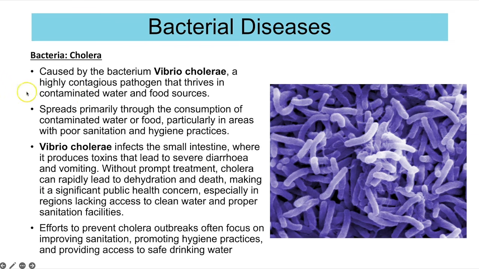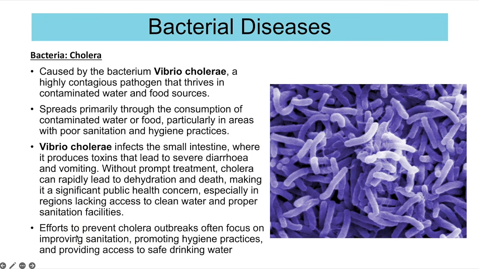The next bacterial disease is cholera, and this is caused by Vibrio cholerae, and it's a highly contagious pathogen that thrives in contaminated water and food sources. It spreads primarily through the consumption of contaminated water or food, particularly in areas where there's poor sanitation and hygiene. It infects the small intestines, where it produces toxins that lead to severe diarrhea and vomiting. And without treatment, cholera can rapidly lead to dehydration and even death, making it a significant public health concern, especially in regions lacking access to clean water and proper sanitation facilities.